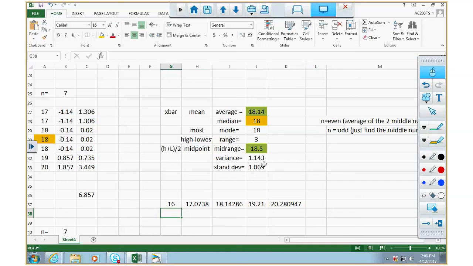What does the variance tell you? Variance low or high? Very low. Then that means the mean, the median, and the mid-range are going to be the same number. 18, 18, 18.